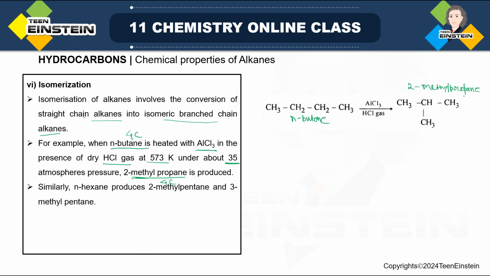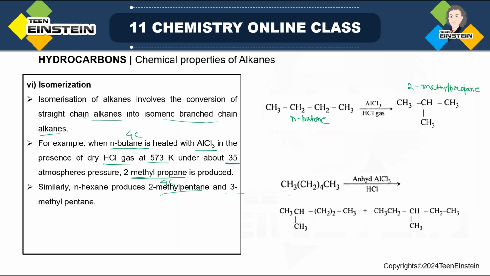Similarly, if we take n-hexane, we can get two different types of product, 2-methylpentane or 3-methylpentane. So here we have taken n-hexane. 1, 2, 3, 4, 5. So it is 2-methylpentane.